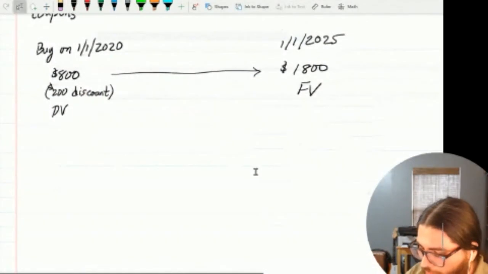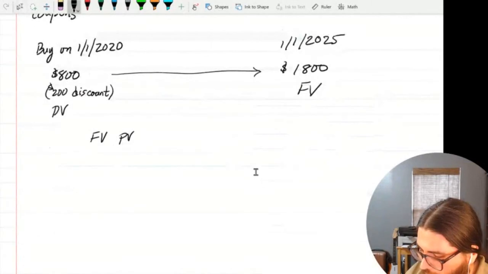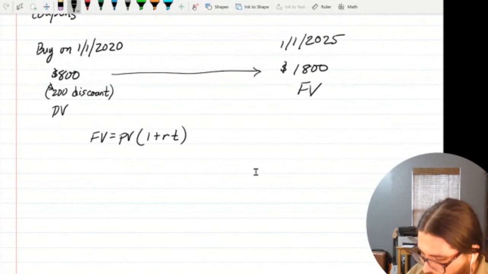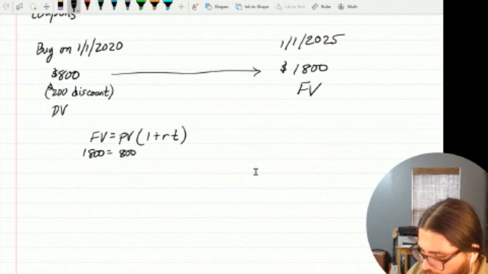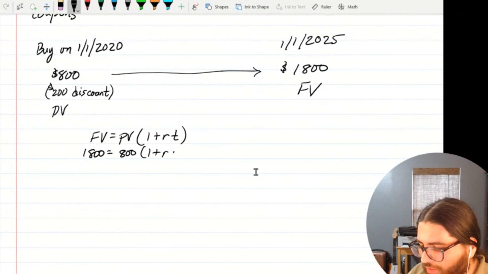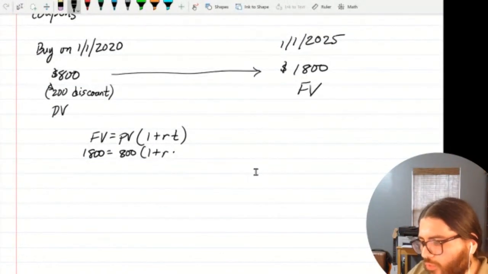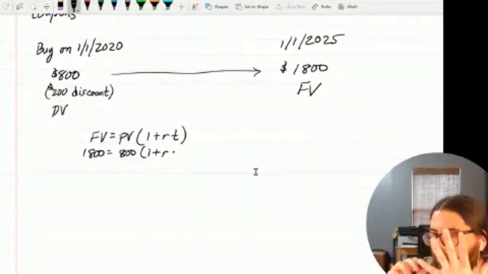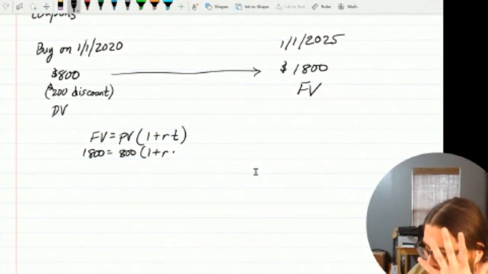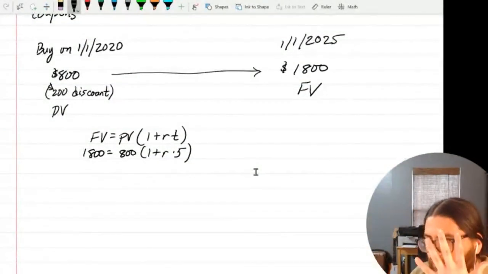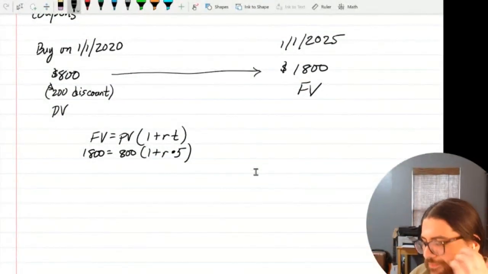All right, well, let me break out my formula again. Future value equals present value times (1 plus RT). I'll plug in my values. Plus R times, now how many years is this? So it's all of 2020 to 2021, 2022, 2023, 2024, 5 years, I think. So my T is 5 years. R times 5.